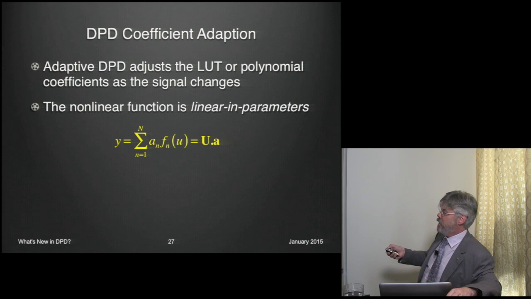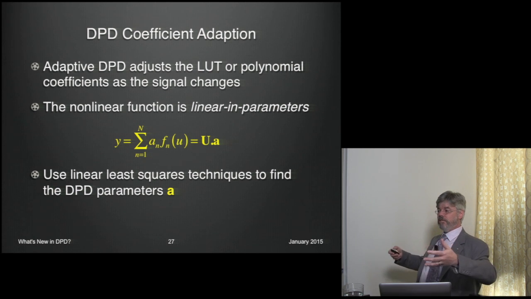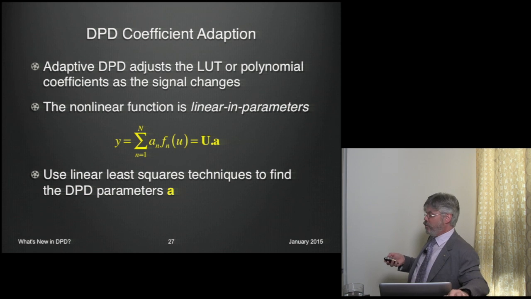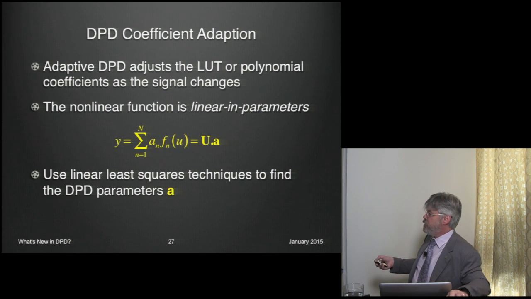All your nonlinearity is captured in this U matrix, and your coefficients are just linear coefficients of that matrix. And so you can use standard least squares techniques to find the DPD parameters. And these are the ones that you adjust in the convergence. And so you actually are solving a very complicated nonlinear problem with least squares techniques.